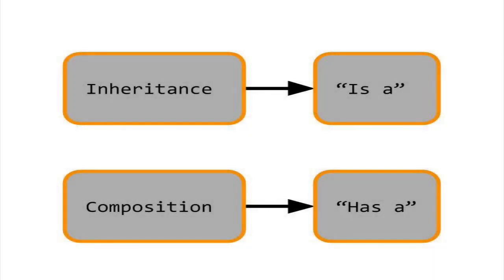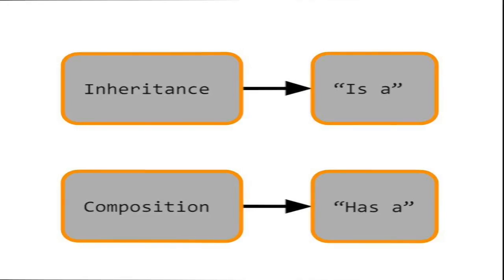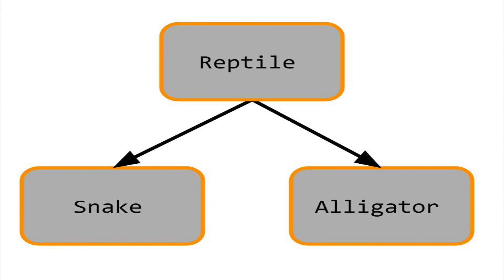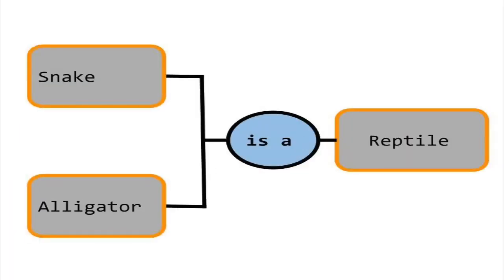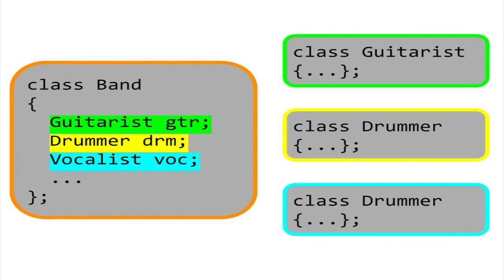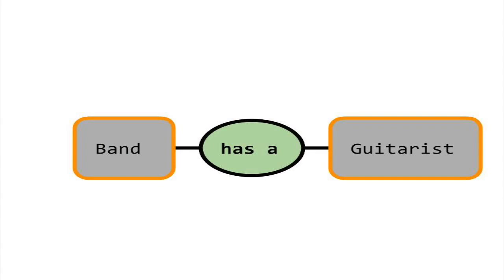Inherited classes are commonly described as having an is-a relationship with each other, while composition involves a has-a relationship between classes. We can say that snake is a reptile and that alligator is a reptile, but we cannot say that guitarist is a band. Instead, we say that the band has a guitarist.